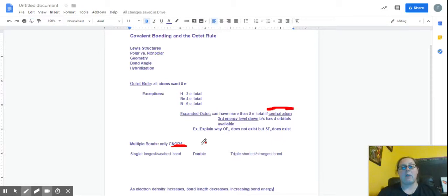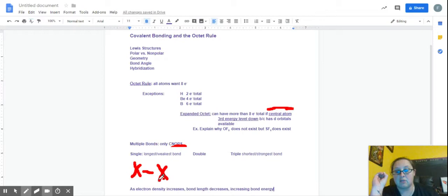Okay? Now, how can they ask questions dealing with this? Well, single bonds are the longest bond and the weakest bond. Triple bonds, however, are the shortest bond and the strongest bond. So let me show you what I'm talking about here. Let's say I have X here, and there's a single bond, and it's bonded to another X.